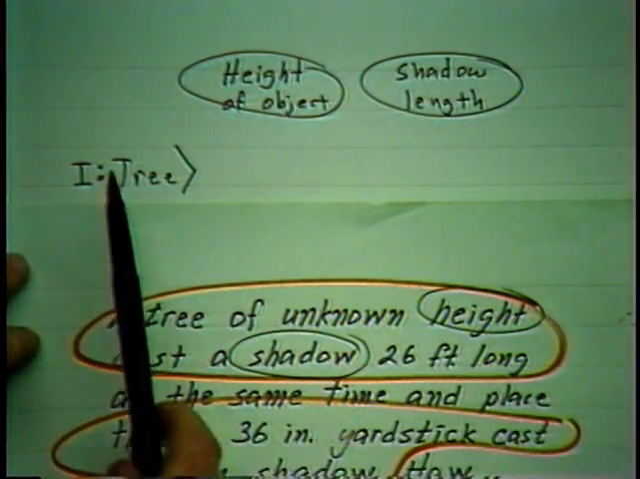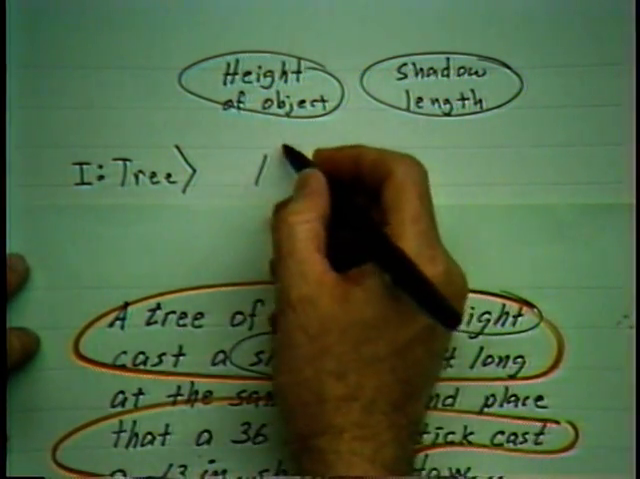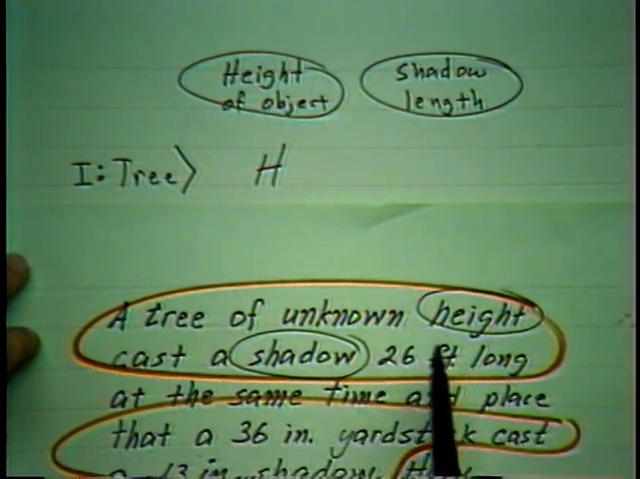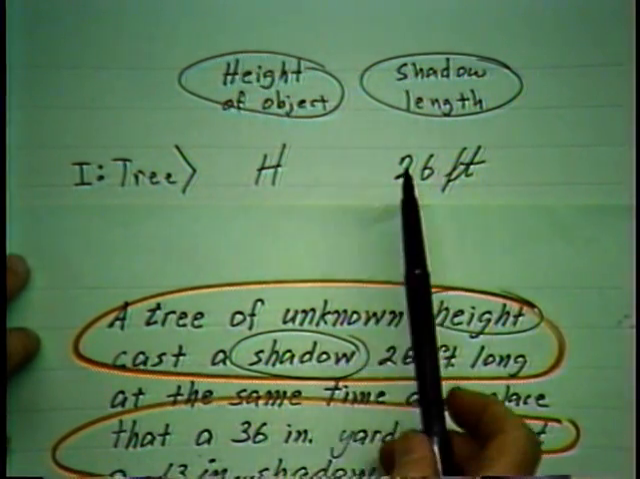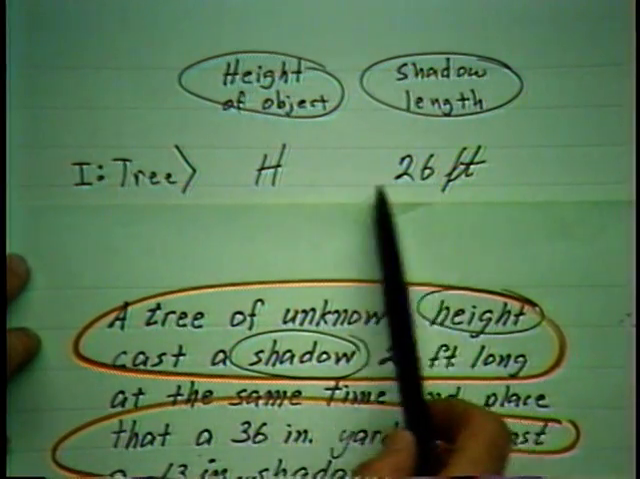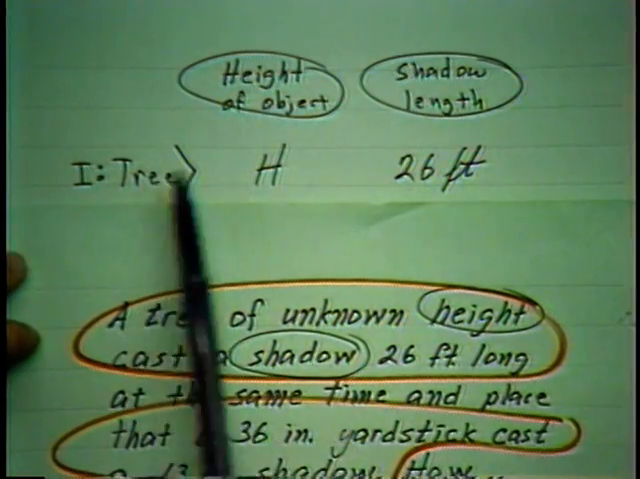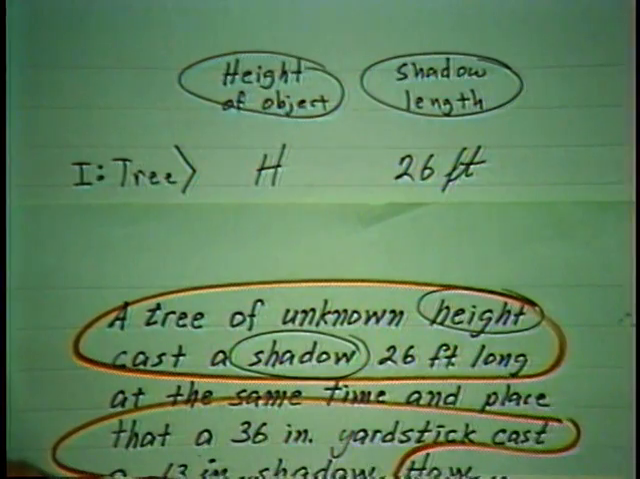Next, we write down one of the situations as it relates to those 2 items. First, the tree. The height of the tree we don't know, so let's call it h. The length of the shadow, they told us that, 26 feet. And again, if it's a measurement, keep the whole measurement, not just the number part. So we've identified the two items with my first situation. One of them was unknown. I used a variable for that.